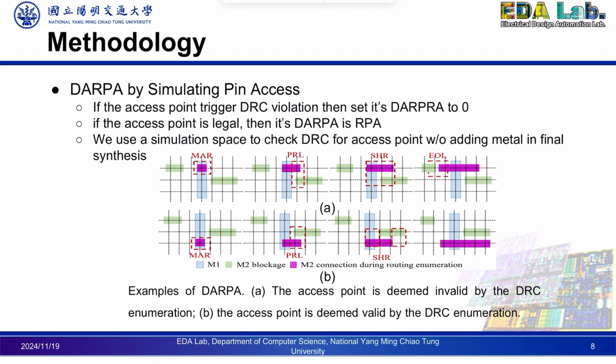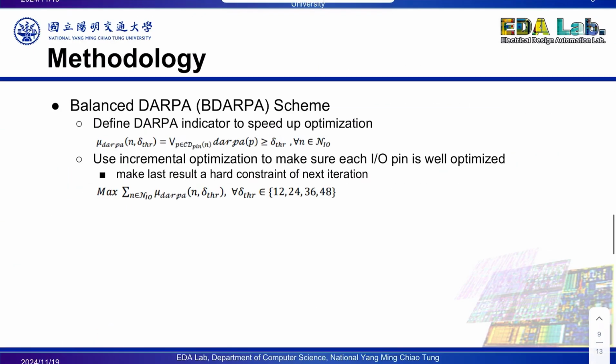So this is a valid example. We create a variable in the simulating space, and it will extend automatically and finally find one solution. So this is valid. If this is valid, then the DRPA value is equal to the RPA value. This is good. But if this is invalid, then DRPA is 0. Okay.